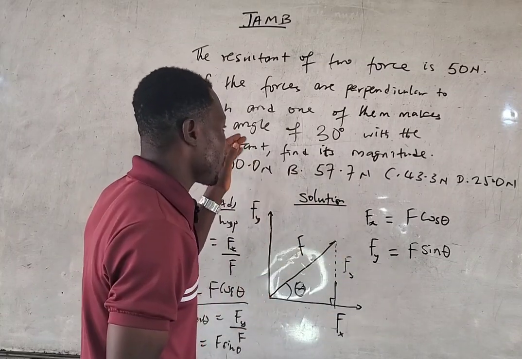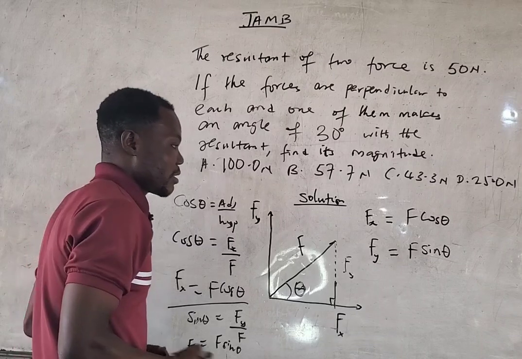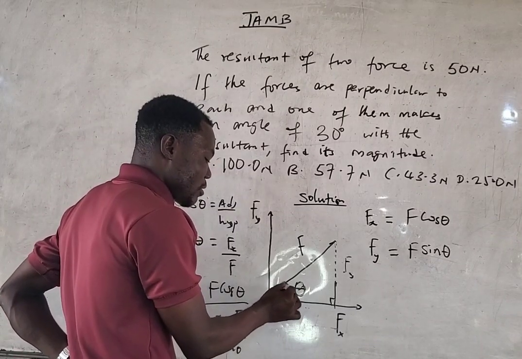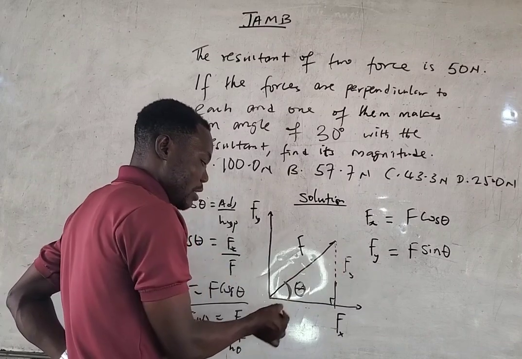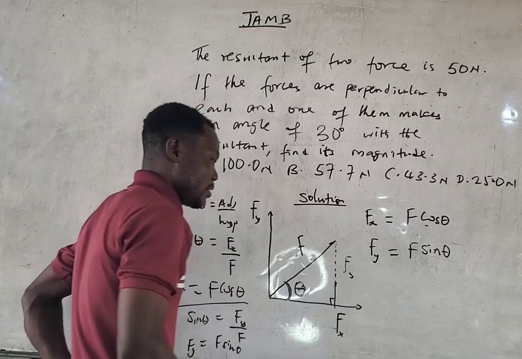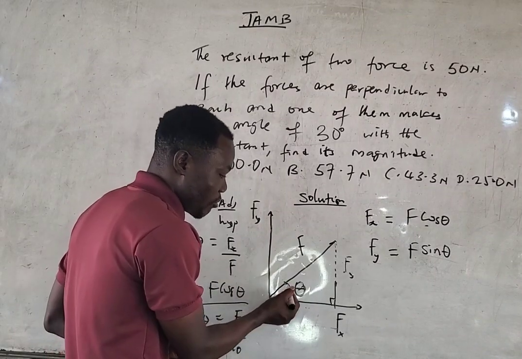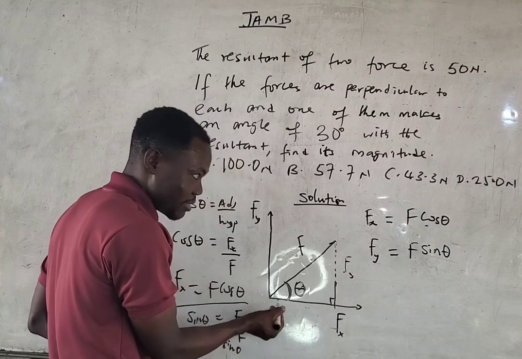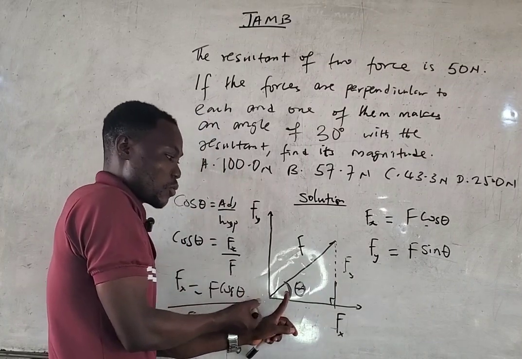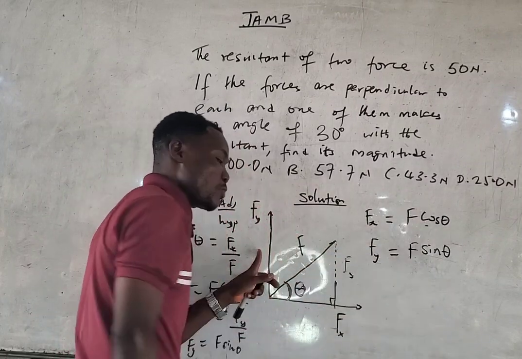So for us to solve this problem, you have to know that the component of the resultant that bears the angle will always take cosine. Then the other side will take sine. So you see here in this diagram, the horizontal component makes the angle with the resultant. So that component will take cosine. Then the remaining one will take what?